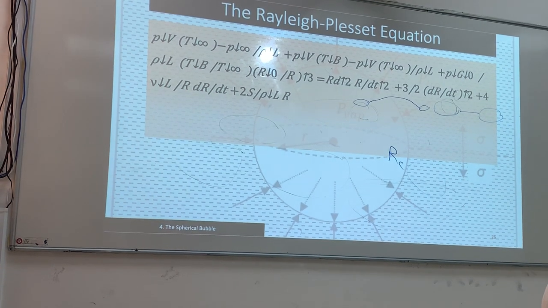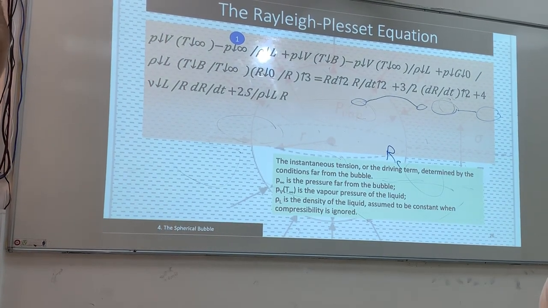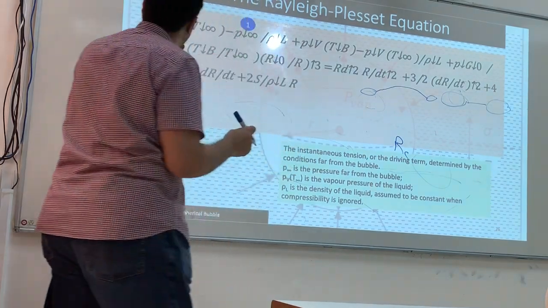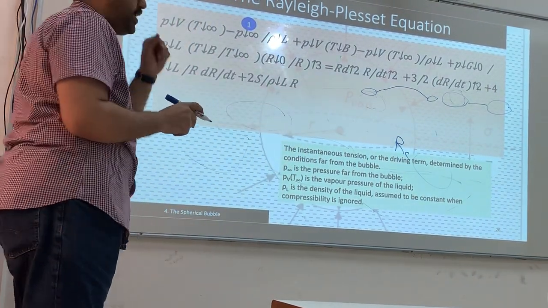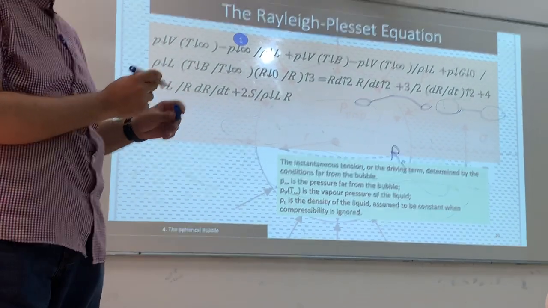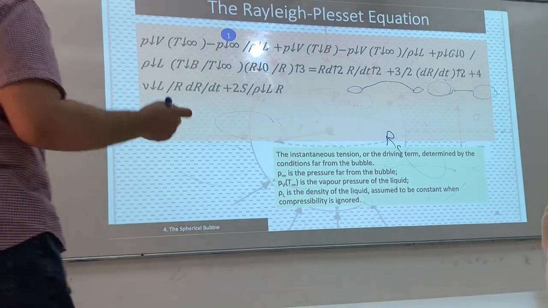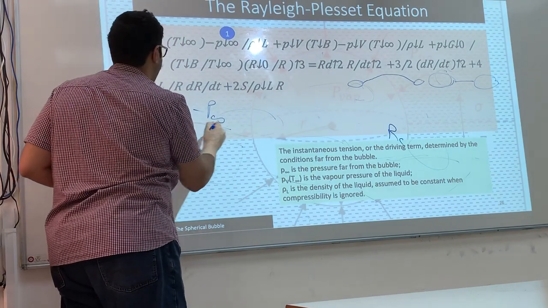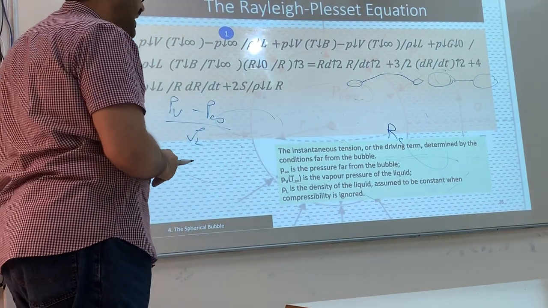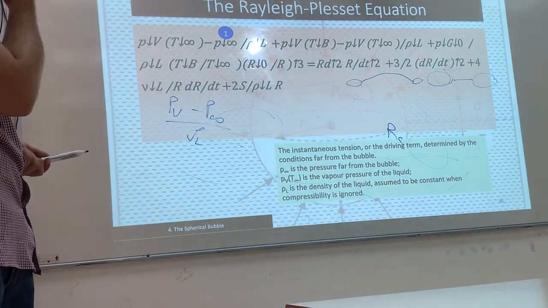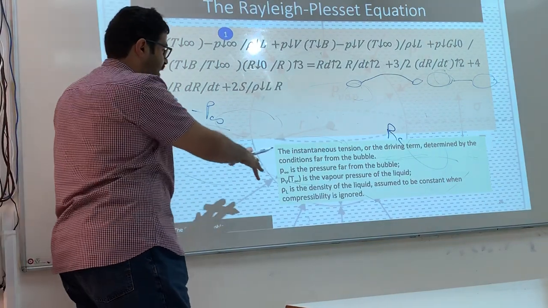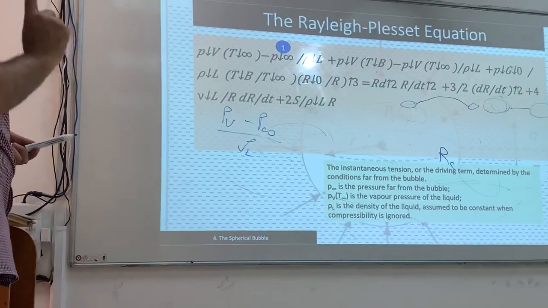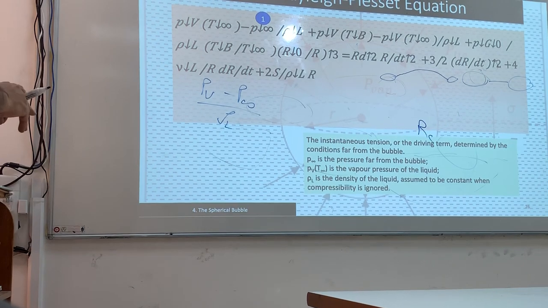Okay, the equation looks nonsensical, okay? But suppose you can do this. We have here (P_B minus P infinity) over rho L. This is the instantaneous tension, or the driving term, determined by the conditions far from the bubble. So far from the bubble, these things tell us how this will start or behave. P infinity is the pressure far from the bubble. PV is the vapor pressure of the liquid.